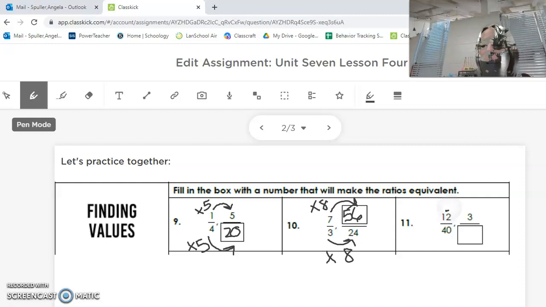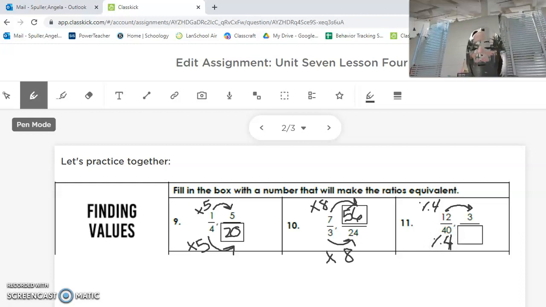Well, in this case, the number has to get smaller. So instead of multiplying, we are now dividing. Okay? 12 divided by 4 equals 3. So I'm going to do the same down here. I'm going to divide by 4. 40 divided by 4 is 10. Great job.